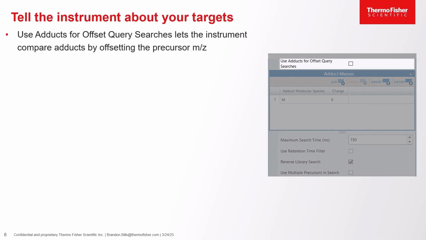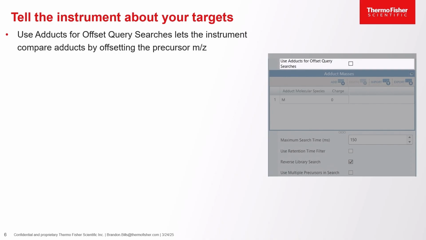Next checkbox, use ADDX for offset query searches, lets the instrument know that you want it to consider comparisons against mismatched ADDX. For example, let's say you find the sodiated version of the compound in your sample, but the protonated form is in your library.